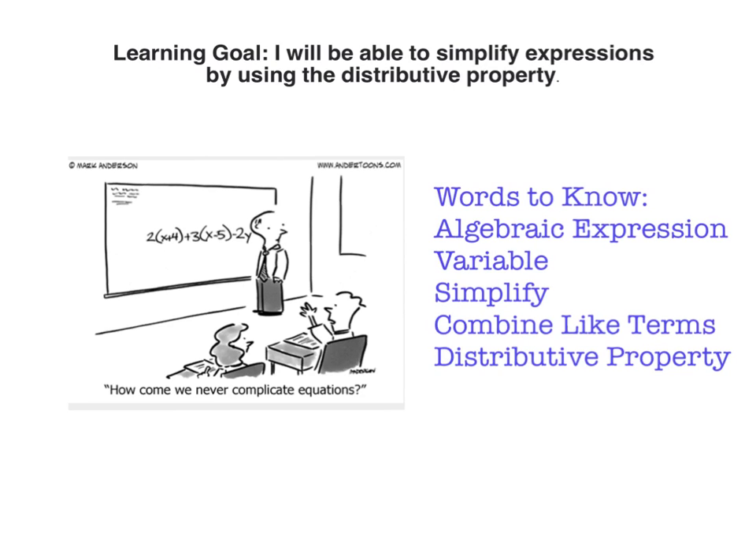Tonight's lesson is on the distributive property. Our learning goal for tonight's lesson is that we will be able to simplify expressions by using the distributive property. The words to know for today's lesson are algebraic expression, variable, simplify, combine like terms, and distributive property.